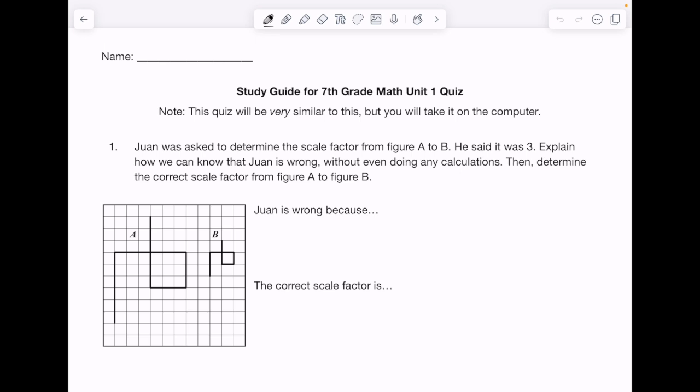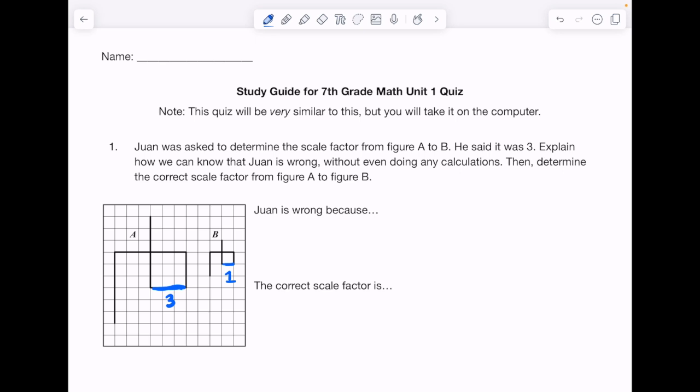Alright, question 1. Juan was asked to determine the scale factor from figure A to figure B. He said it was 3. Explain how we can know that Juan is wrong without even doing any calculations. Then determine the correct scale factor from figure A to figure B. Okay. So looking at this, just pick one of these sides. This down here is 3 units. And then that corresponds with this piece, which is 1 unit.